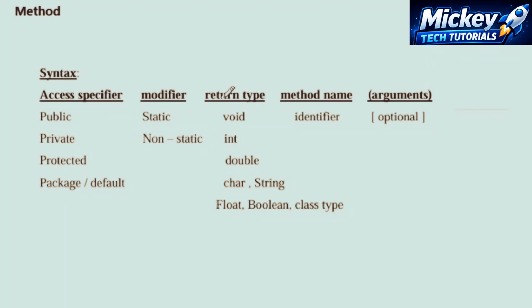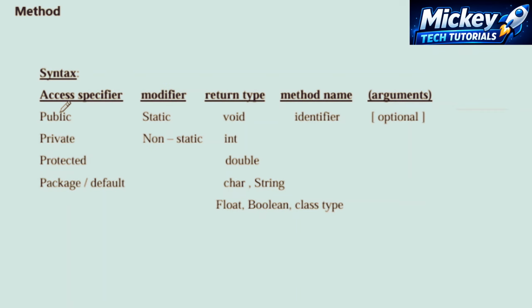Syntax for a method: access specifier, modifier, return type, method name with the arguments. This is the syntax for a method. We have already used this syntax in public static void main, string array arguments. This is my method.